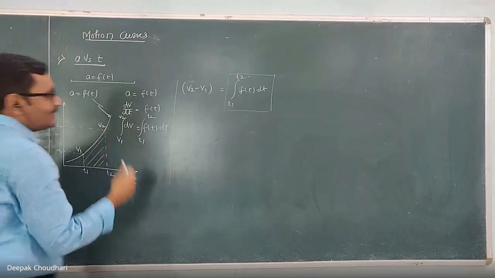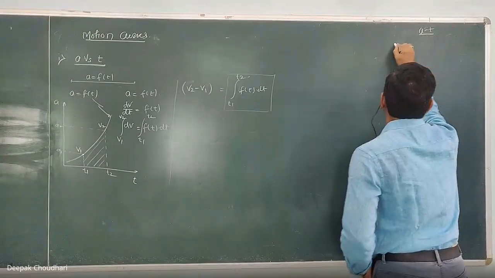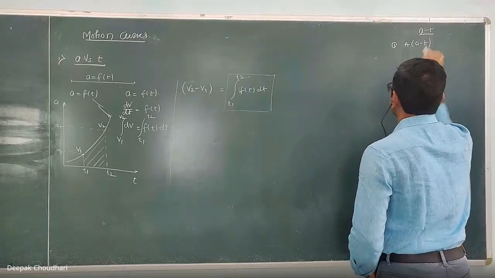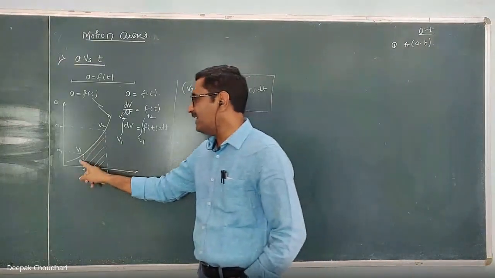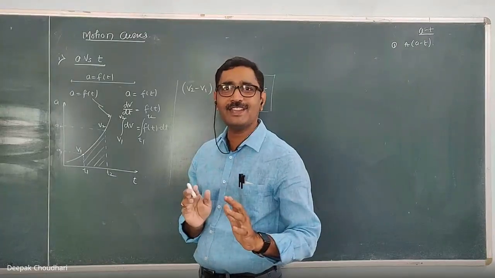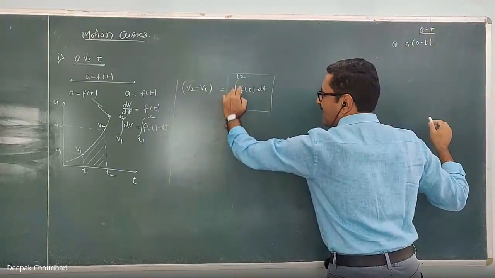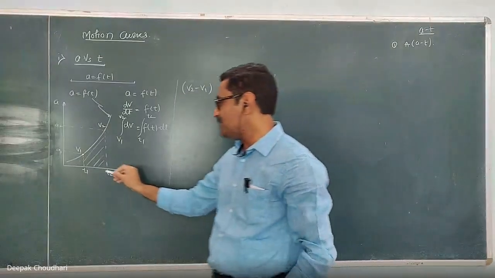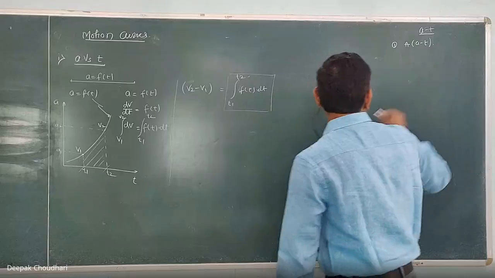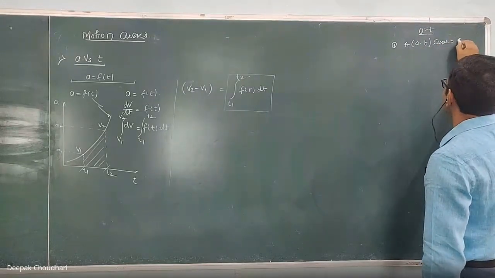Okay, so from this, the first property of the AT curve can be written as: the area under the AT diagram. If you calculate the area under the AT diagram, that area gives you the change in velocity in that interval. If you calculate the area between the interval limits, that area under the AT curve represents the change in velocity.